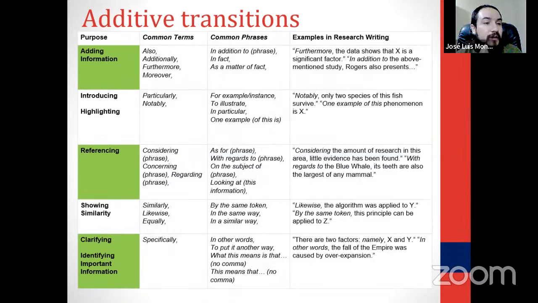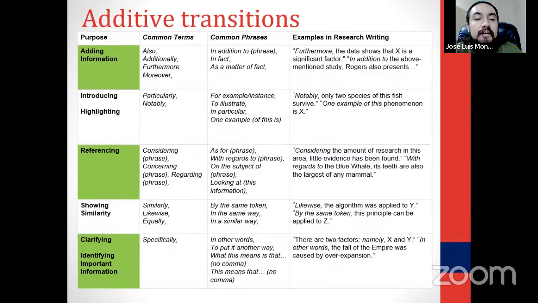Then similarity, this is easy, right? It shows similarity. There's no way to get lost over there. Similarly, likewise, equally, those are the terms. And then you have by the same token, in the same way, in a similar way that are phrases. Same idea for all of them, remember. Complete idea, period, semicolon, transitional word, comma, second complete idea.